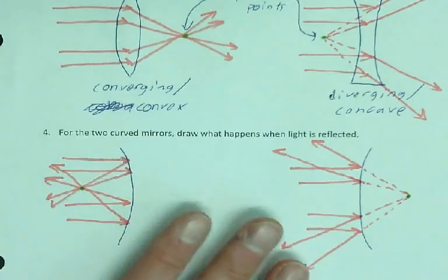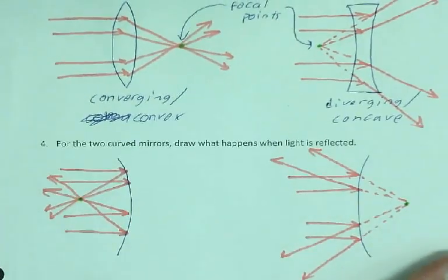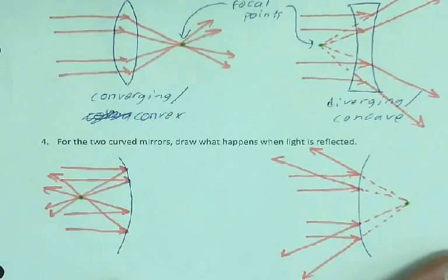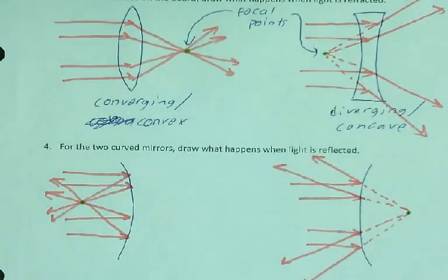All right. So there's our converging and diverging mirrors, our converging and diverging lenses. Again, they go towards or away from what's called a focal point. And that's kind of the point where the light goes towards or away from. Okay? All right, back page.